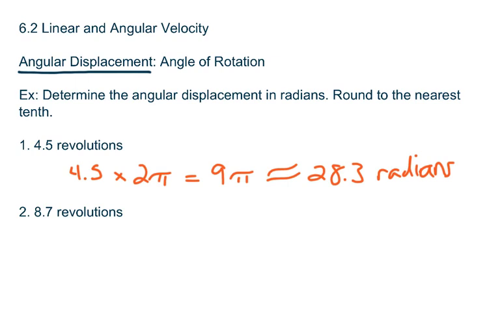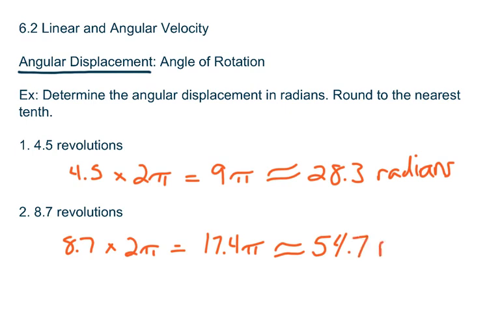It rotated a total amount of 28.3 radians in 4.5 revolutions. For number 2, 8.7 revolutions, we're going to do the exact same thing. We're going to do 8.7 times 2 pi. If you want to do 8.7 times 2, you can. If you want to just type in 8.7 times 2 pi in your calculator, you can do that too. 8.7 times 2 is 17.4, and 17.4 times pi gets you approximately 54.7 radians. Okay, so there's the basic first idea, angular displacement.